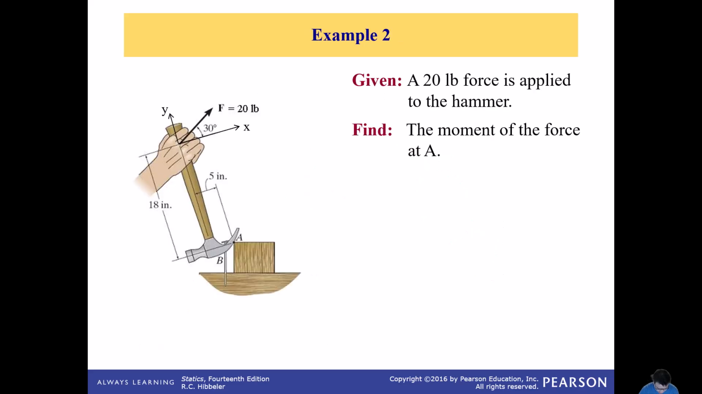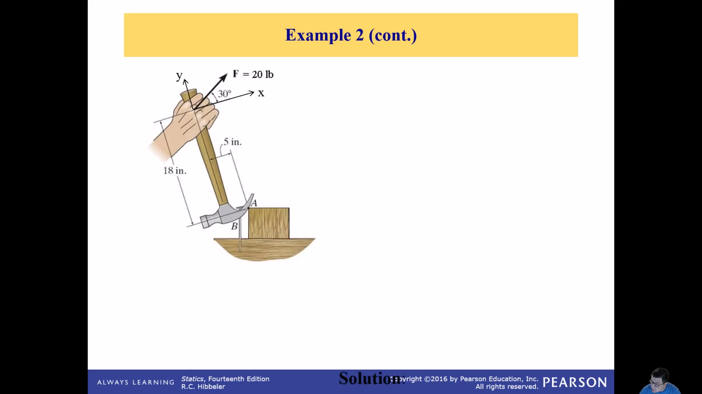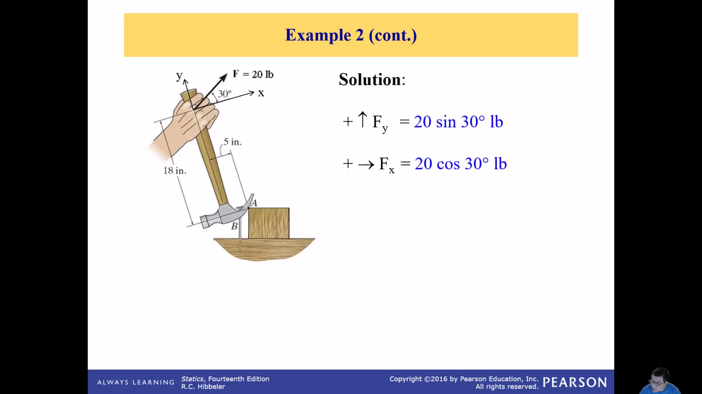Okay, let's see another problem. A 20 lb force is applied on a hammer. What will be the moment of the force at point A? For this problem, similarly, we first need to resolve the force into x and y components, and then determine the moment using a scalar analysis. So Fy will be 20 times cosine 30, and Fx will be 20 times cosine 30.